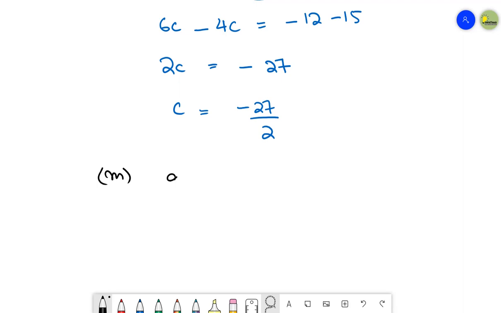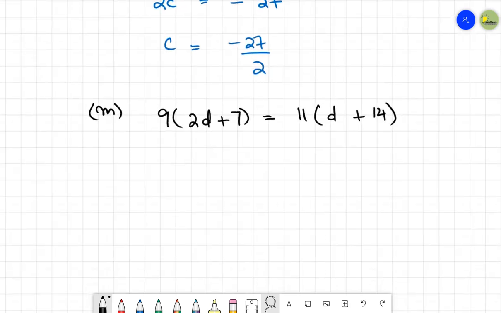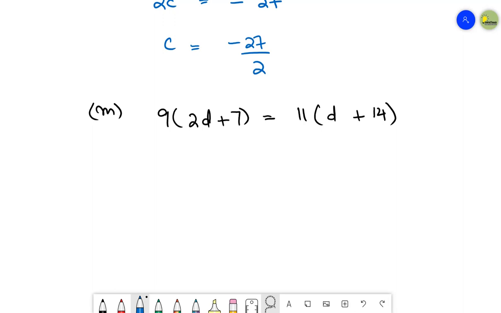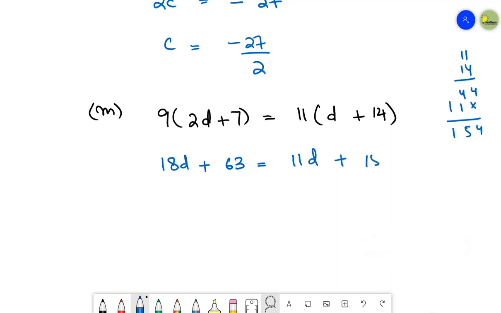In M you are having 9(2d plus 7) equals 11(d plus 14). Just open the bracket and arrange the like terms the same way. 9 2s are 18d plus 7 9s are 63 equals 11d plus 14 multiplied by 11. 4 ones are 4, 1 one is 1. It will give me 154. So let's arrange the like terms together.